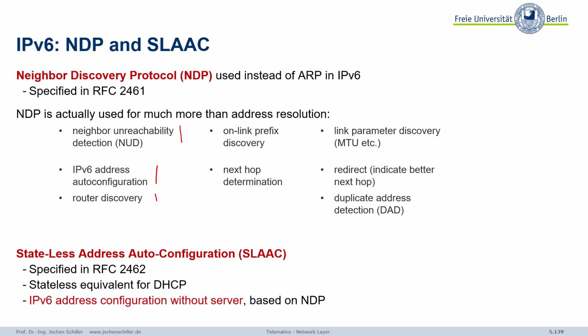So router discovery, which one is the router, and many other things, duplicate address detection, etc. So we can do a bit more. And with the help of this NDP, we can do something that's called stateless address auto-configuration. And that's a replacement for DHCP.